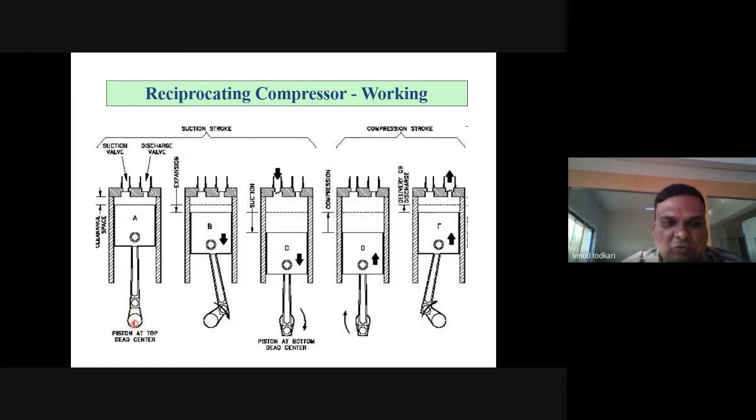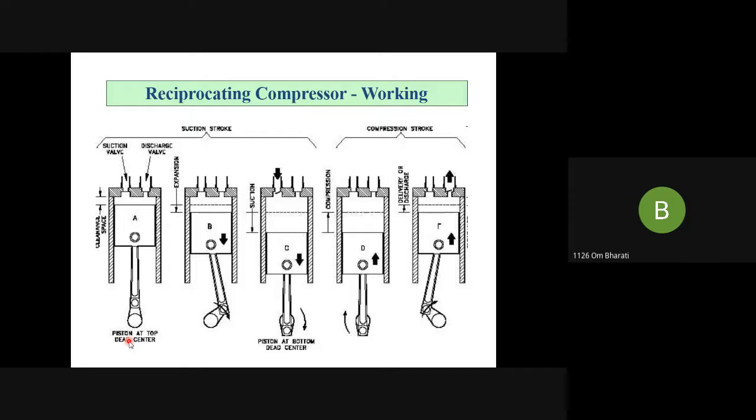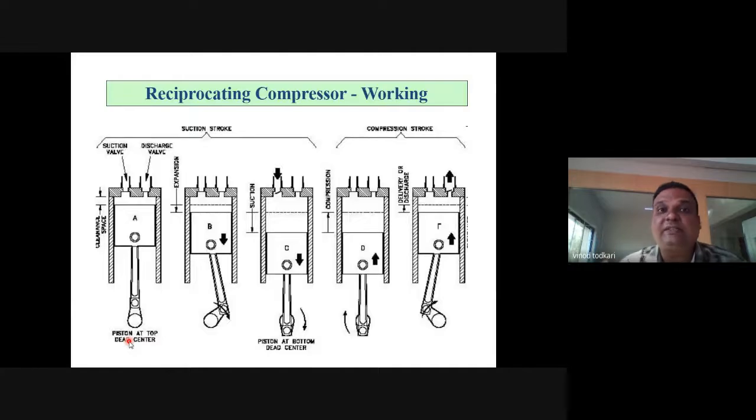So when the crank moves from 0 to 180 degrees, the piston moves from TDC to BDC. Excellent. See, it will move from TDC to BDC. When the crank moves from 0 degrees to 180 degrees, this is the position of the crank. When it moves from 0 to 180, your piston will move in the downward direction. It will move from TDC to BDC, right?